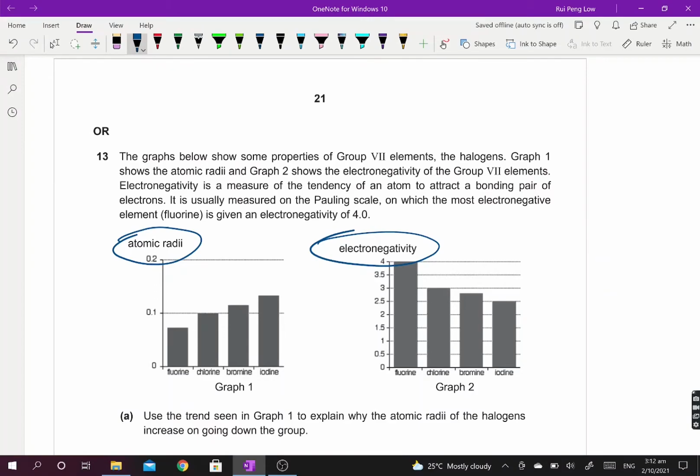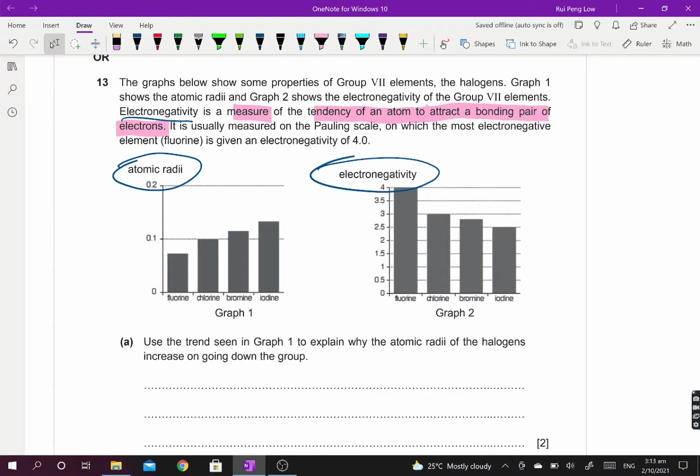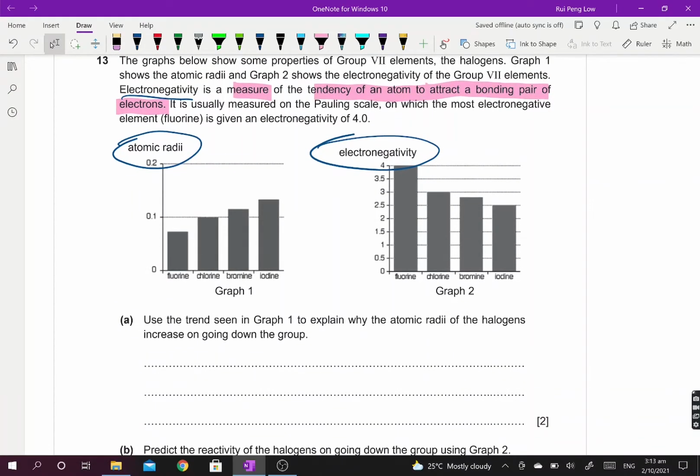Now what is electronegativity? As you can read here, electronegativity is a measure of a tendency of atom to attract electrons. So what this means is that the higher the electronegativity, the more the ability for the atom to pull in electrons. In this case we can see that fluorine has the highest ability to pull in electrons, and we will see how it affects the reactivity and so forth. Okay, so let's see question A.